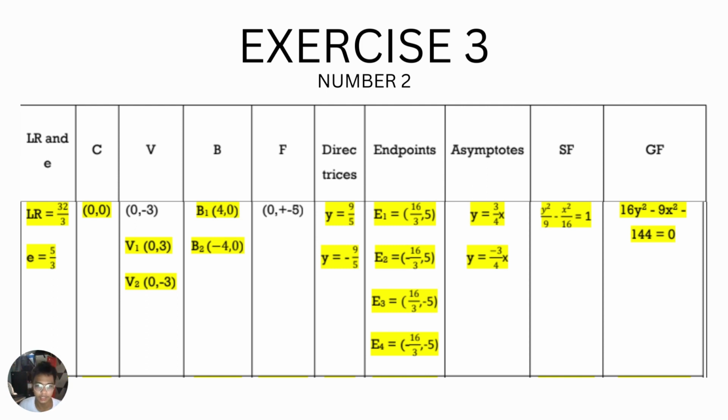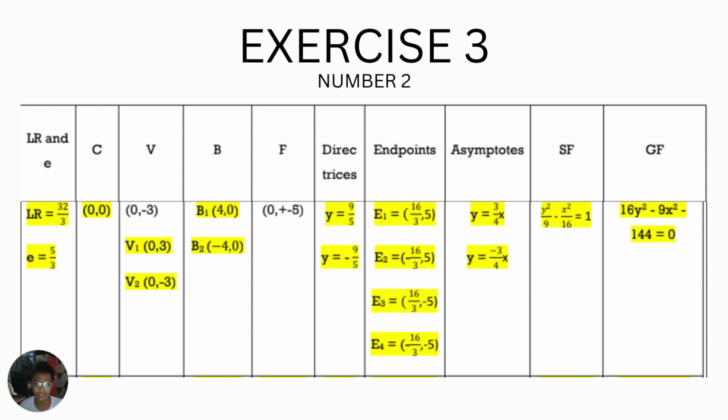So nakuha natin itong mga sagot by following the formula, which we had the answer for e sub 1 is quantity 16/3, 5, and e sub 2 is quantity negative 16/3, 5, and e sub 3 is equals to 16/3, negative 5, and e sub 4 is equals to negative 16/3 and negative 5. So, ayan ang endpoints natin for this equation, and let's jump to the asymptotes naman.